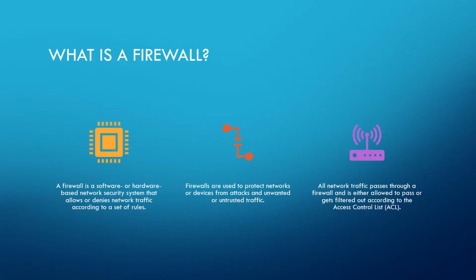What exactly is a firewall? At its most basic definition, a firewall is a software or hardware-based network security system that allows or denies network traffic according to a set of rules. Firewalls are used to protect networks such as your home network or your organization's network, or devices such as a tablet or your cell phone from attacks and unwanted or untrusted traffic. All network traffic passes through a firewall and is either allowed to pass through or it gets filtered out according to the access control list.